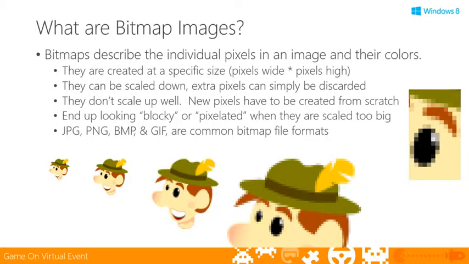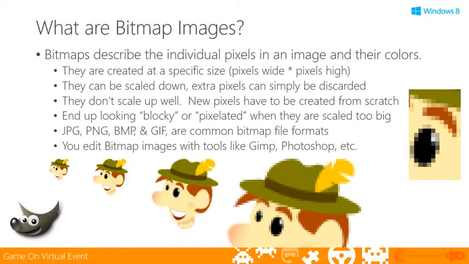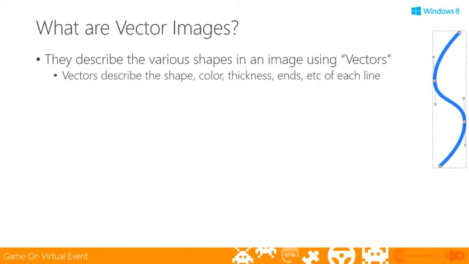Now, as you save bitmaps, you tend to get them back in file formats like JPEGs or PNGs, BMPs, and GIFs. Those are common bitmap file formats. And the tools that you can use include things like Photoshop, or I've been using an open source tool a lot called GIMP, and I'll open that up in the demo here. The other type of graphics that you deal with then are vector images.